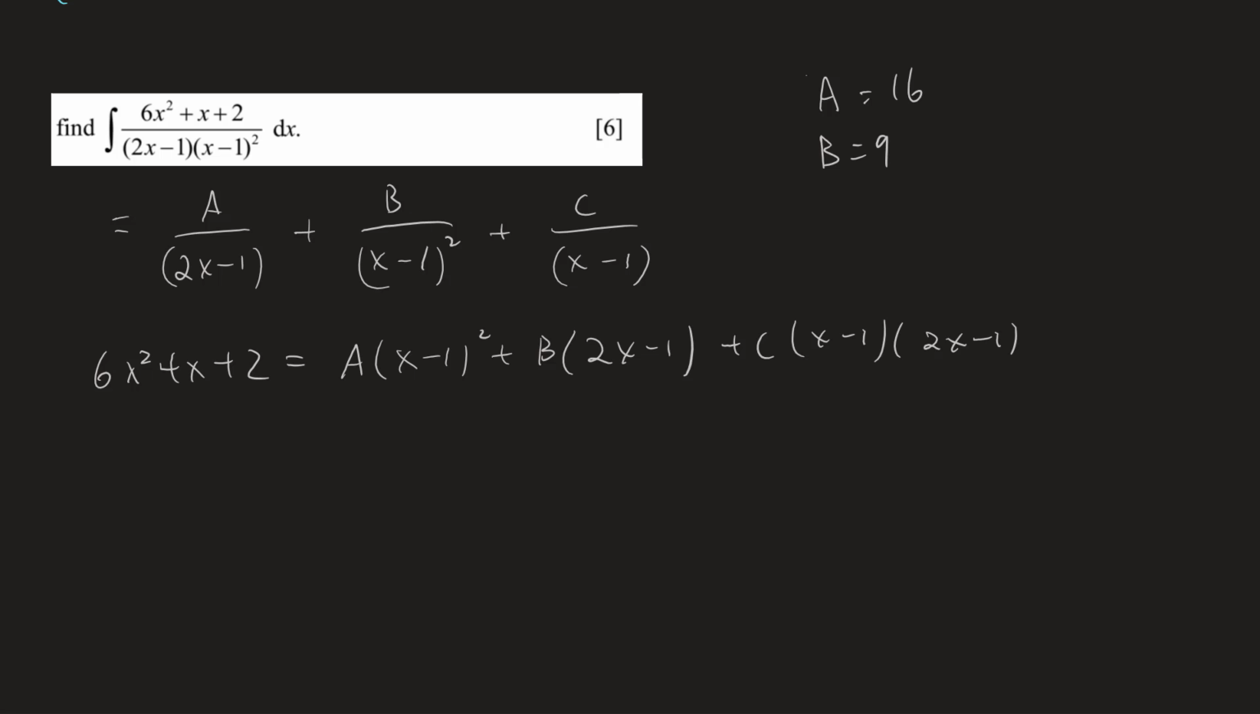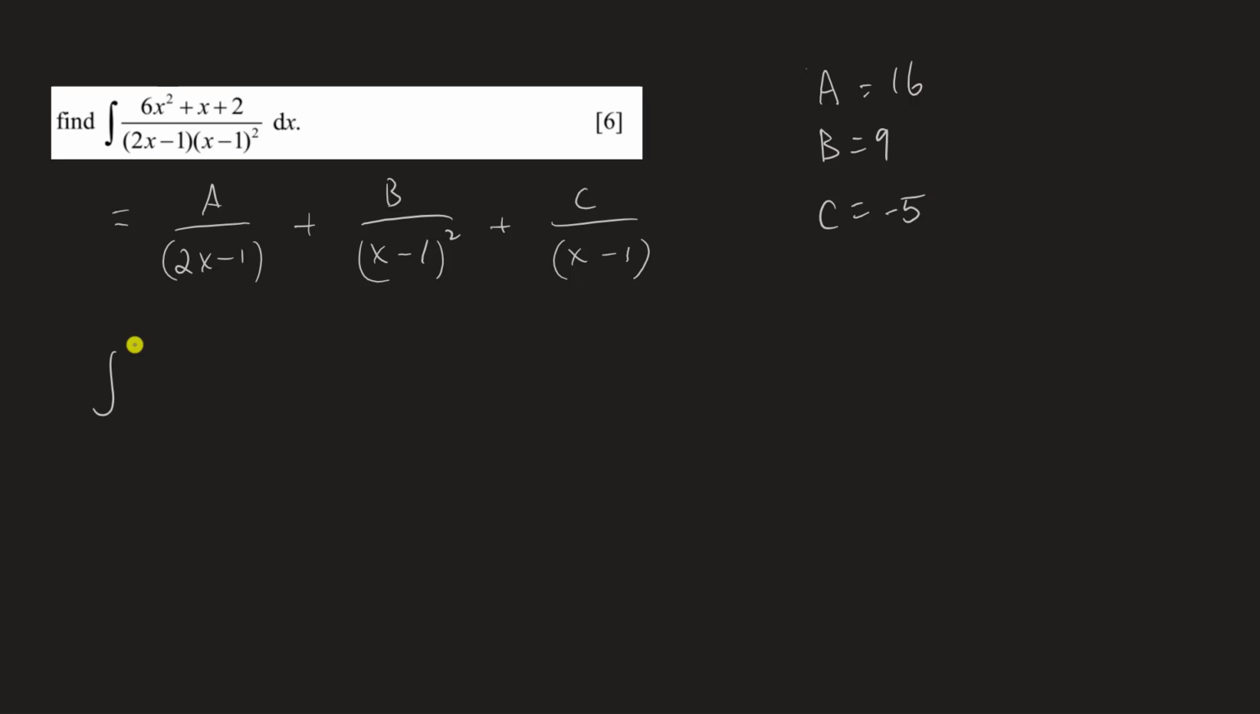So now c, we will just let x equals to 0. This side will give us 2. This will be 0 minus 1, 1 times 16 plus 0, negative b, which is negative 9. This will be 0, so plus c times negative 1 times negative 1. This will give us just c. So therefore c is negative 5.